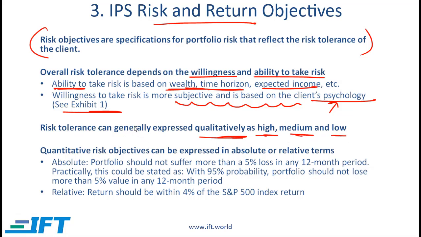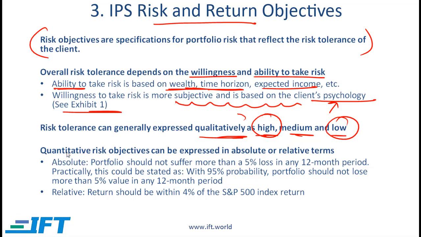At times, you might be asked to rate the ability to take risk and willingness to take risk separately. For example, you might have a client who has high ability to take risk, but relatively low willingness to take risk because he is a very cautious sort of person. You then need to put these two together and determine what is the appropriate overall risk tolerance for your client.